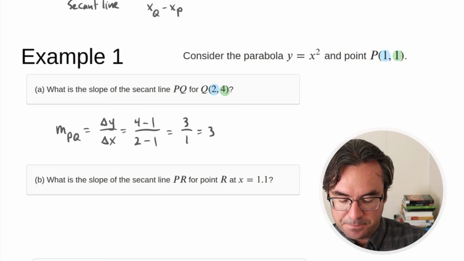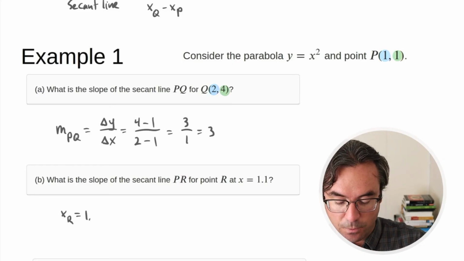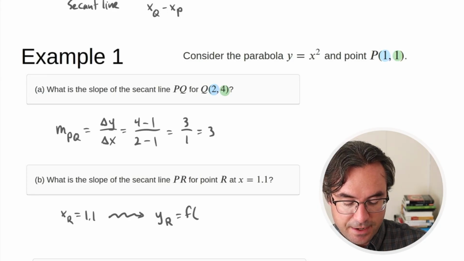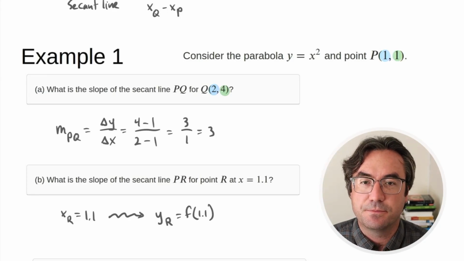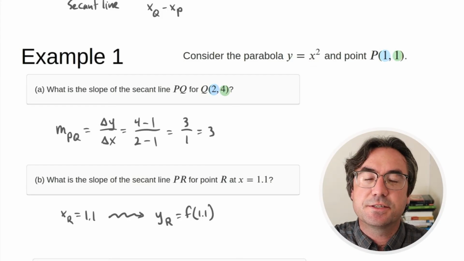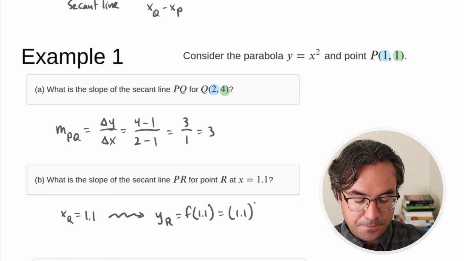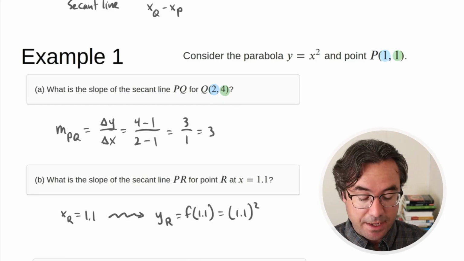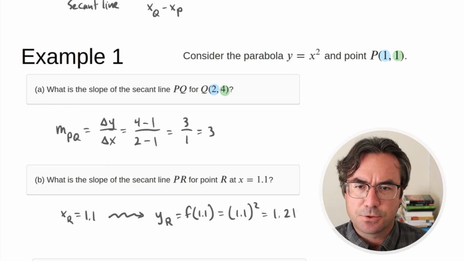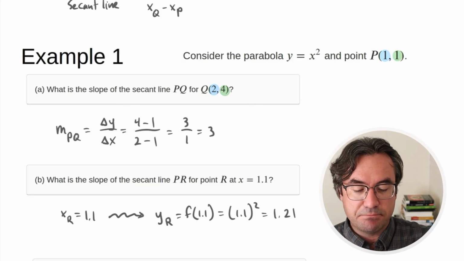Let's maybe rewrite that. So if we have our x value for point R, which is 1.1, to get the y-coordinate for point R, we're just going to fill that into our function. So our function here is x squared, so we're going to plug 1.1 into that, so we get 1.1 squared. And if we multiply that out, we end up with 1.21. So our y-coordinate for point R is 1.21, and then from there it's just the same change in y over change in x.